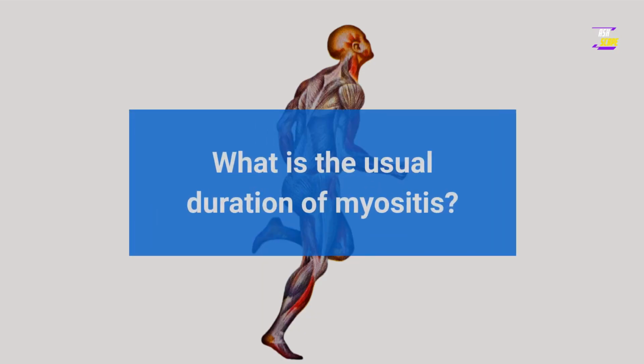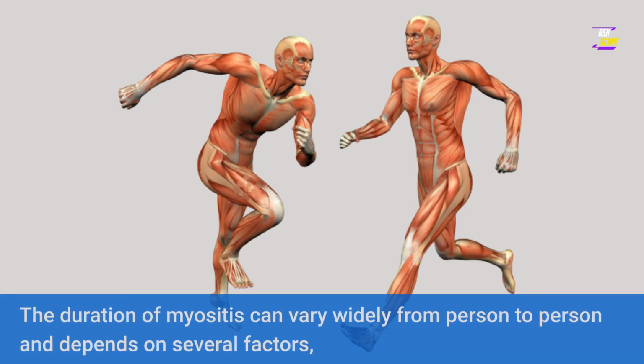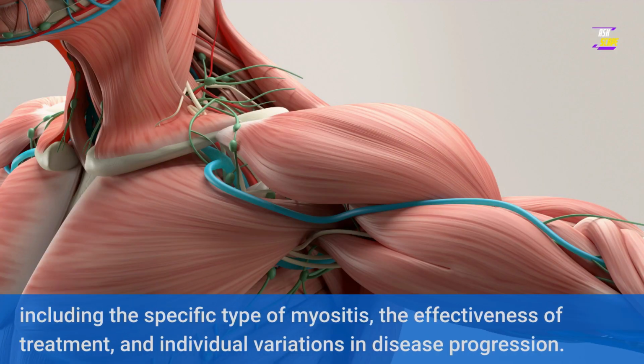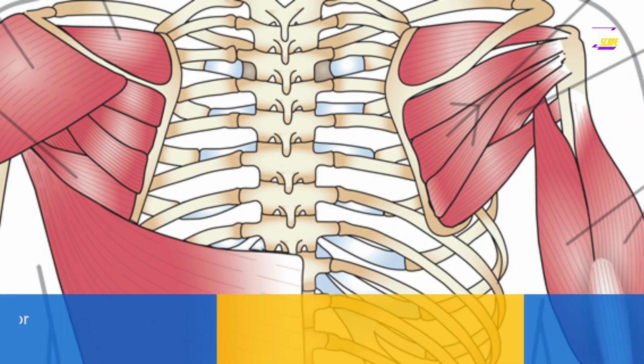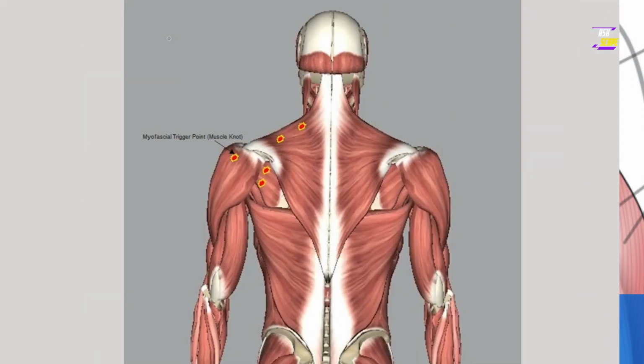What is the usual duration of myositis? The duration of myositis can vary widely from person to person and depends on several factors, including the specific type of myositis, the effectiveness of treatment, and individual variations in disease progression. Myositis is generally considered a chronic condition, meaning it typically persists for an extended period, but the course of the disease can be highly variable.